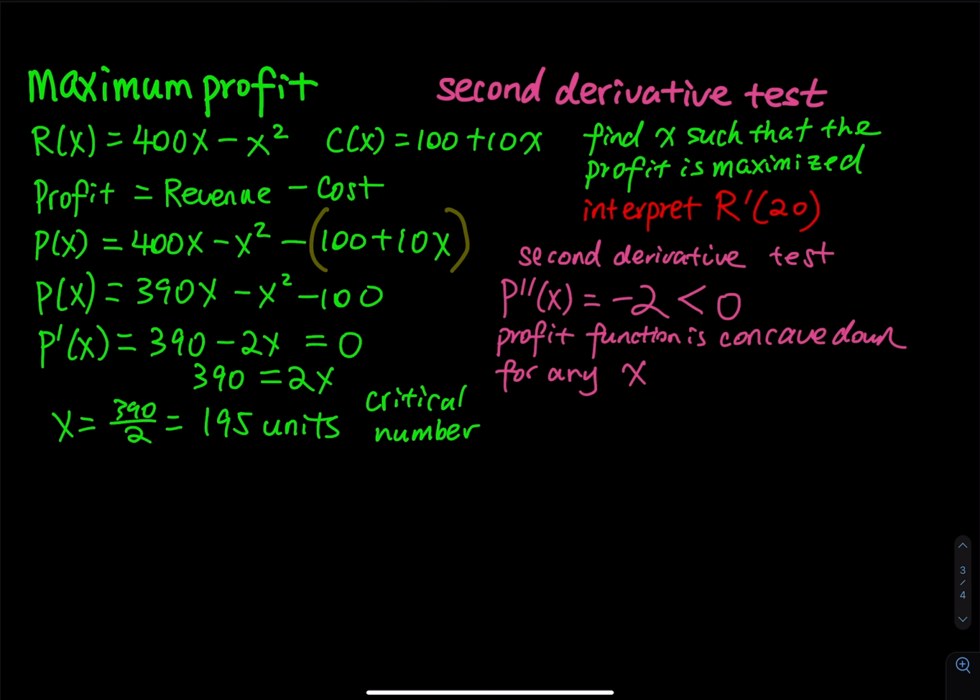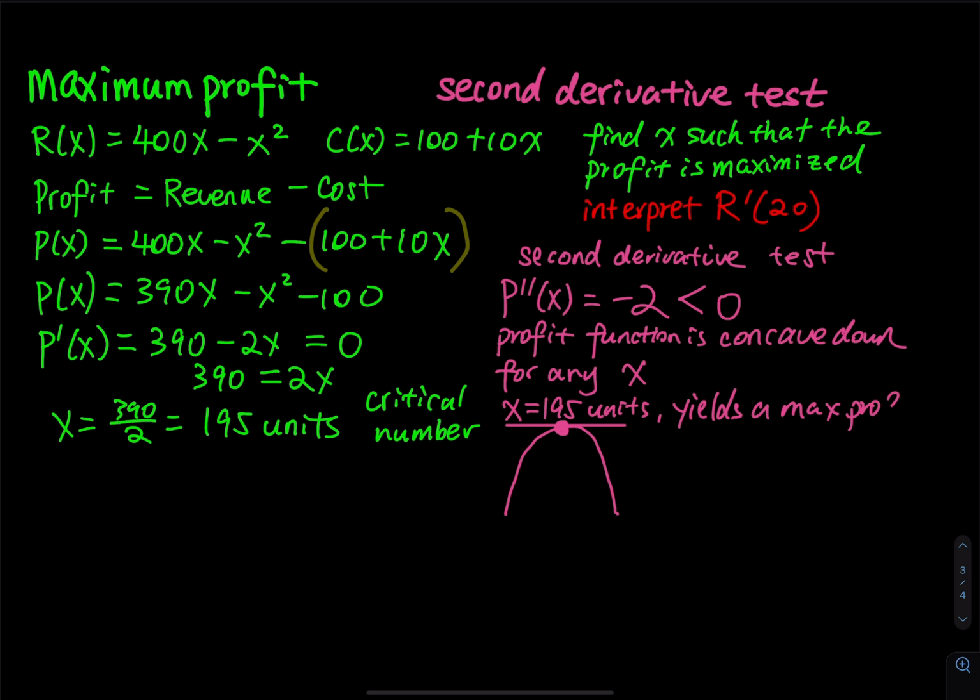And then what else? What is concave down? So this is a concave down parabola. And then what else do we know? When x equals 195, we have a maximum. So this is a horizontal tangent line. When x equals 195 units, the profit is maximized. We have a maximum profit. All right, so when x equals 195 units, we have a maximum.